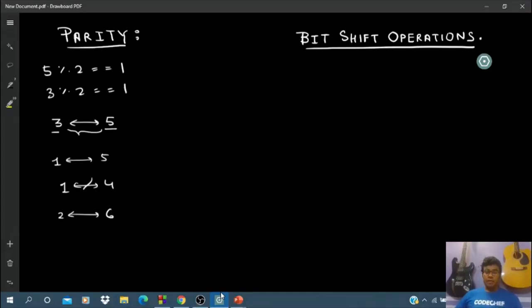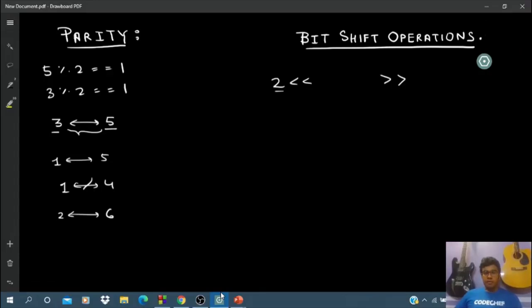So whenever I'm operating, there are two types of bit shift operators, the left shift bit shift operator and the right bit shift operator. I'm going to talk about both of them. If I say that I'm bit shifting the value 2, this operator is not operating on 2. It's operating on the bits of 2.